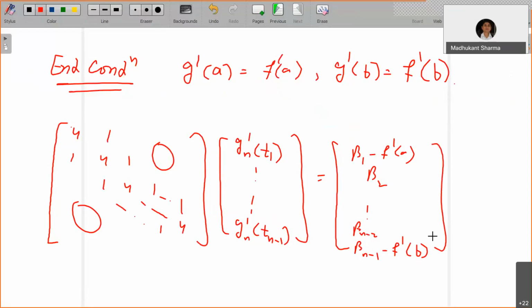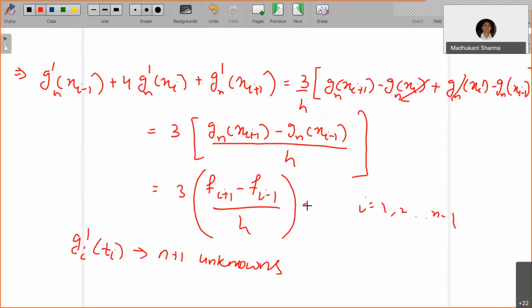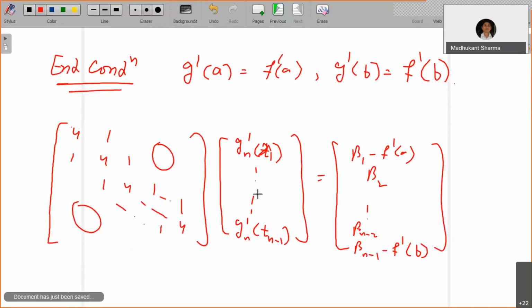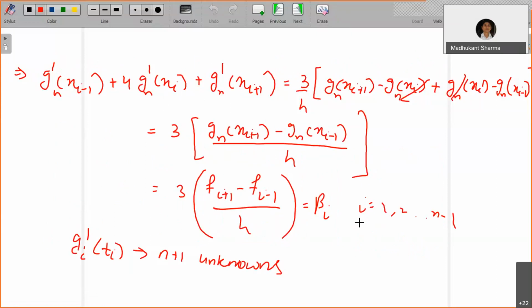What are these betas? Betas are nothing but these values. So for i equal to 1, what will be the equation if you verify? gn dash at x naught, that is gn dash at a, which is f dash at a, so beta 1 minus f dash at a. And you have 4 times gn dash at x1 and gn dash at x2. So these are x1 to xn minus 1. So the first equation, when you put i equal to 1, you will get 4 times gn dash at x1 plus gn dash at x2 is equal to beta 1 minus f dash at a. This is the first equation from here.